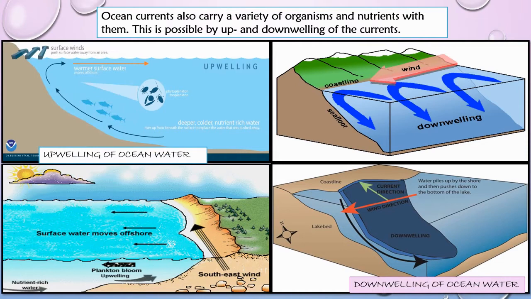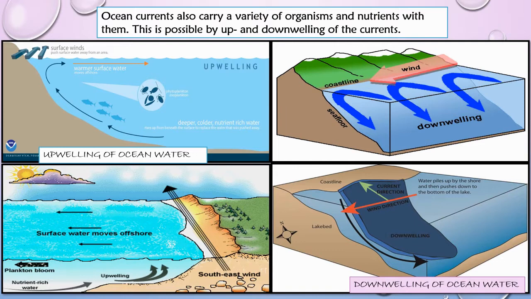Ocean currents also carry a variety of organisms and nutrients with them. This is only possible because of the upwelling and downwelling of the currents. Now, upwelling is an oceanographic phenomenon. That is, it is a process in which deep, cold water rises towards the surface. Upwelling occurs in the open oceans and along coastlines.